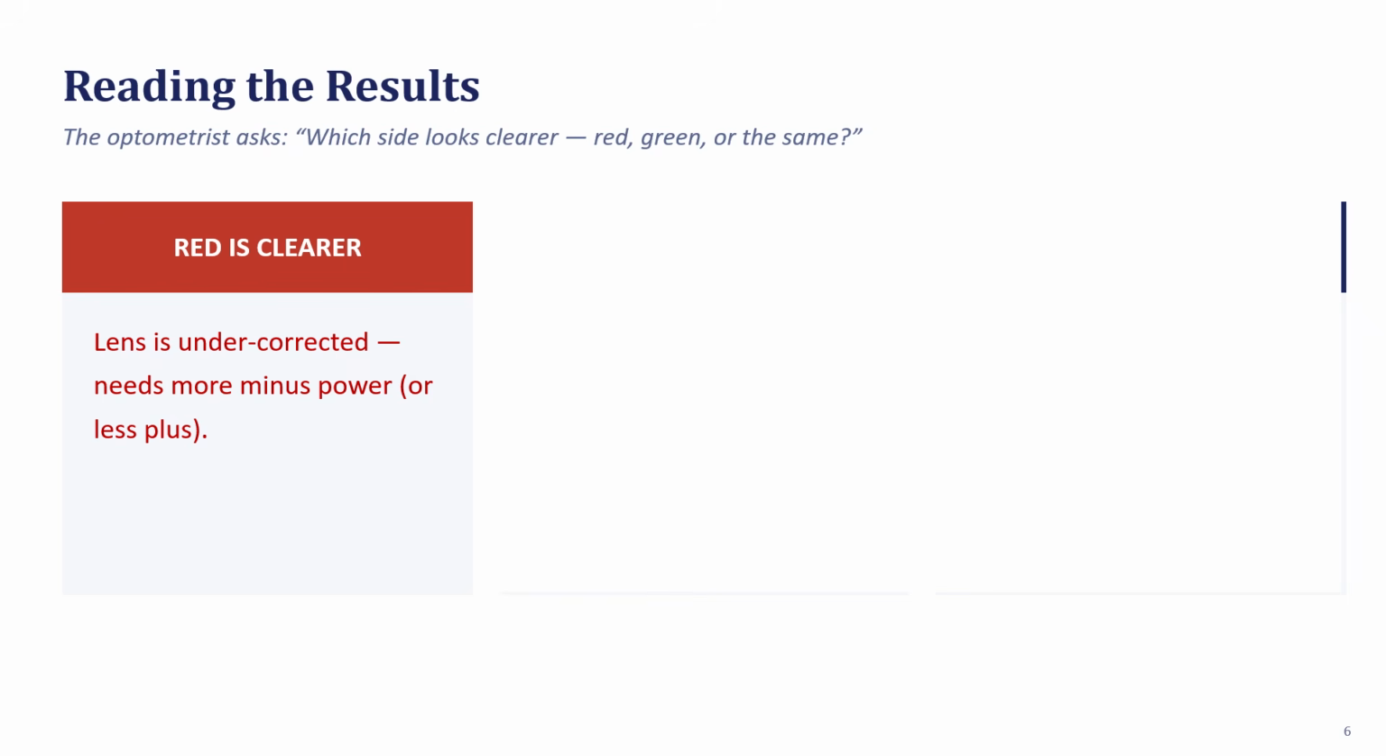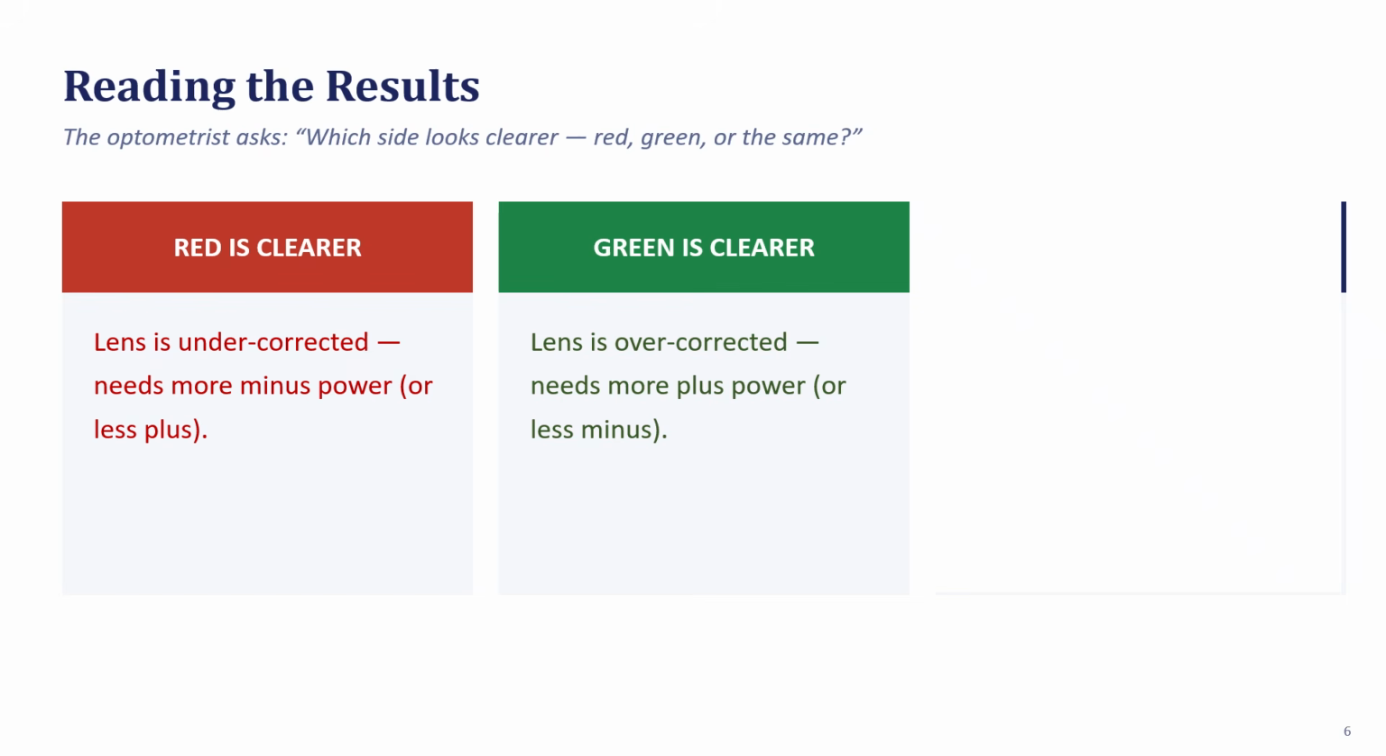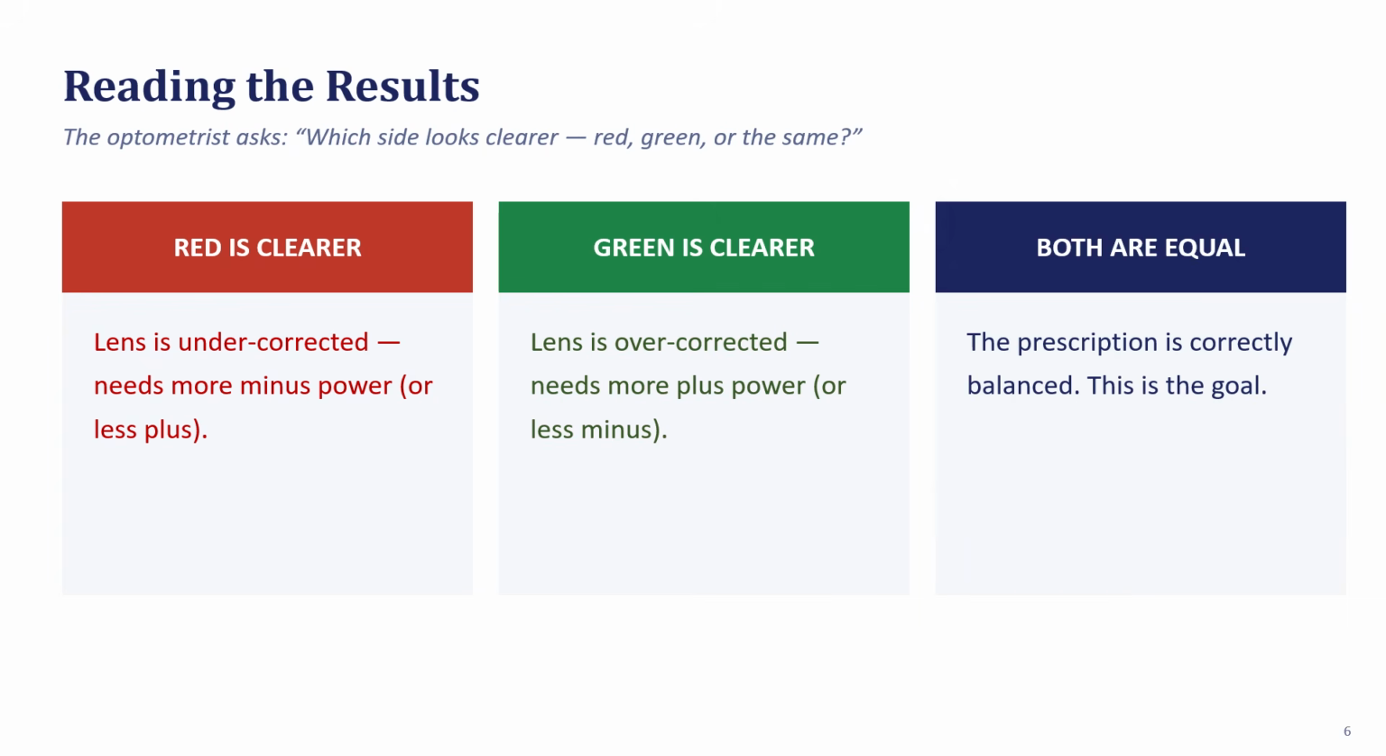It is important to read the results very carefully. If the patient says that red is clearer, that means he is undercorrected in the minus power, so he needs more minus power or less plus power. It's better to remember this just for myopia and do the opposite in your mind for the hyperopic correction. Now, when he says the green is clearer, that means he is overcorrected and needs less minus power. When both are equal, that's when it's correctly balanced, and that's the goal.